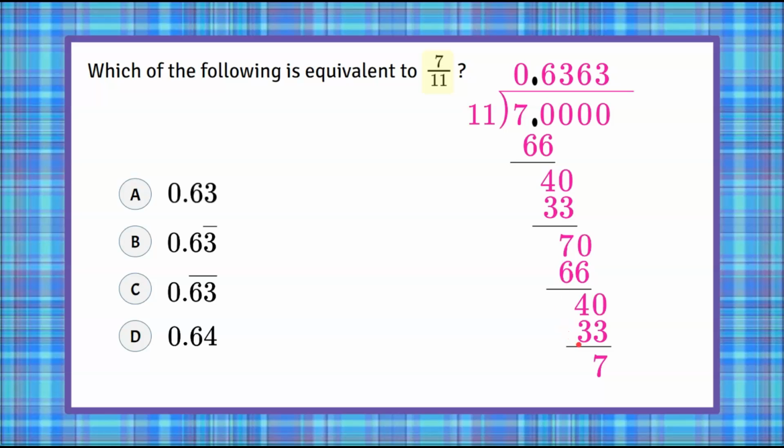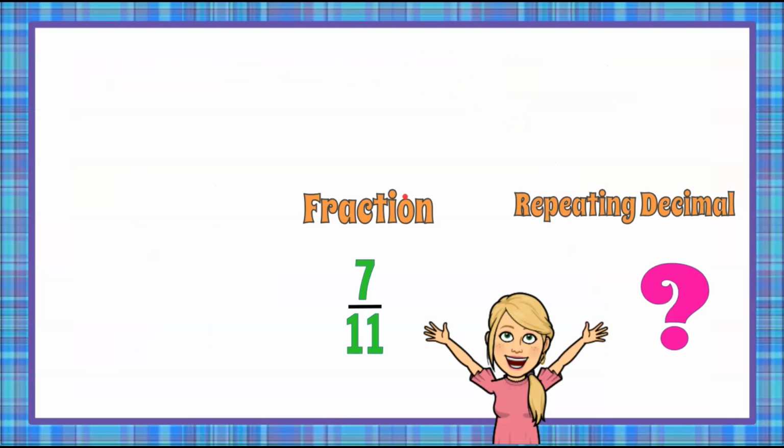So we can see that we have an alternating pattern here. That's enough to stop and say that we have 6, 3, 6, 3. These digits are going to repeat, so we're going to add the vinculum on top, and we can write it as 0.63 repeating, which is answer choice C. And there's how you write a fraction as a repeating decimal using long division.